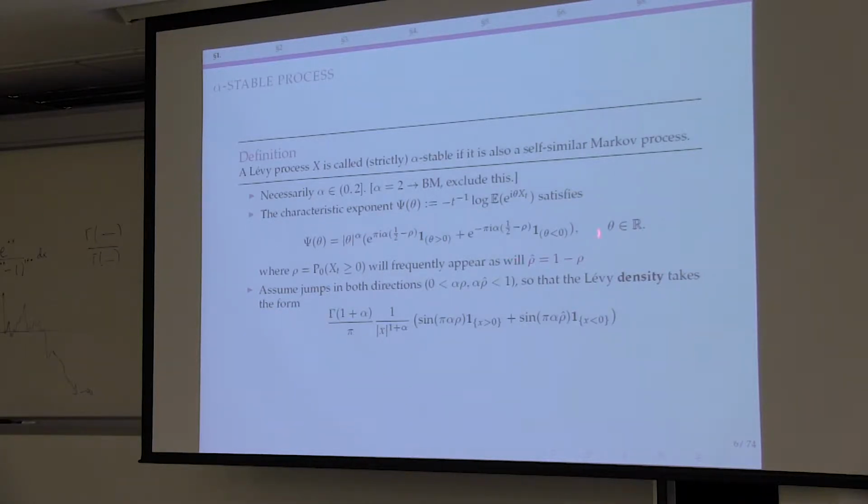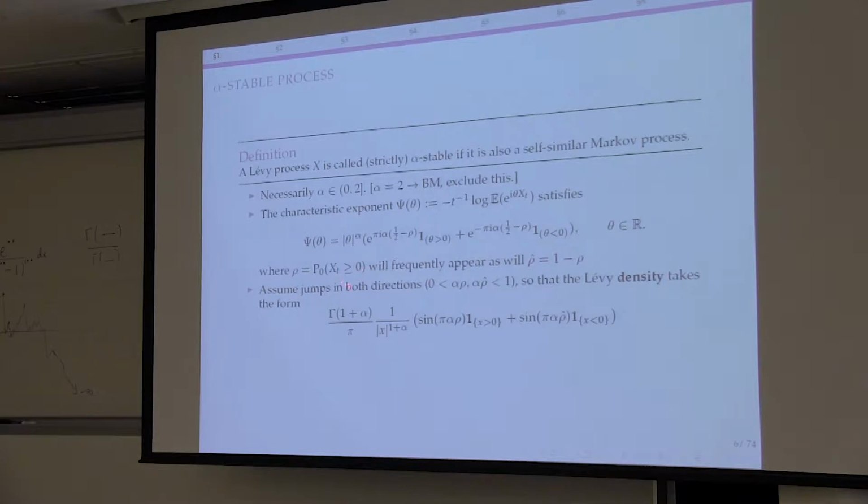But generally, the characteristic exponent is of this form. It has two parameters, alpha and rho, and fundamentally, the exponent is mod theta to the alpha. Then, depending on whether theta is plus or minus, we give a different constant on either side of the real line for theta.